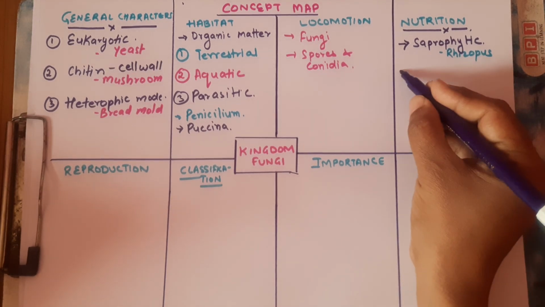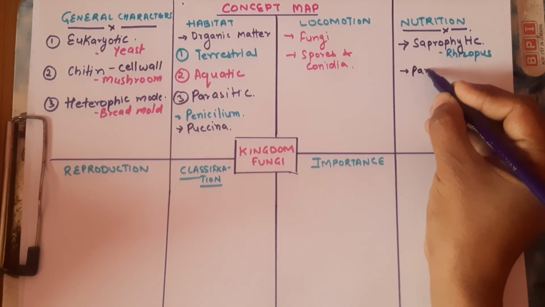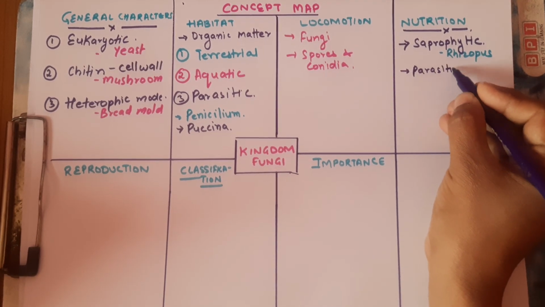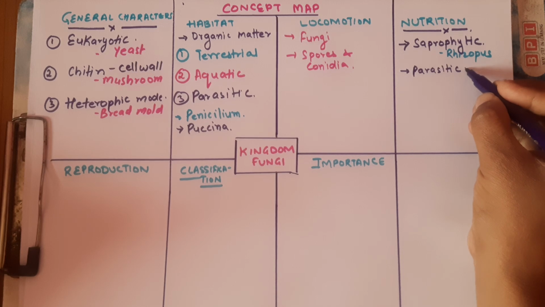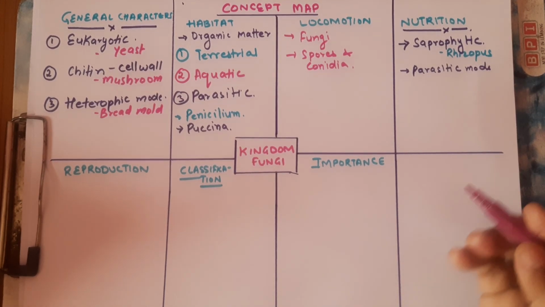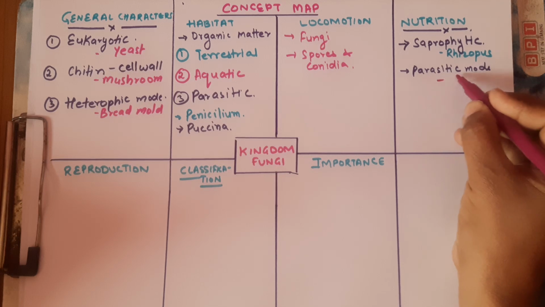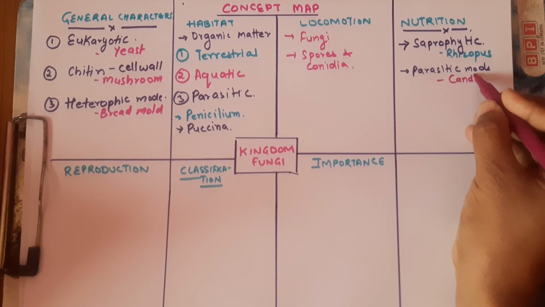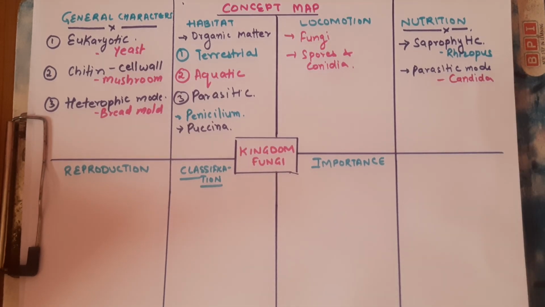The second mode is the parasitic mode. The example of the parasitic mode is Candida. We all know there is a species called Candida albicans. It's parasitic on human skin, so it will cause infection in humans.